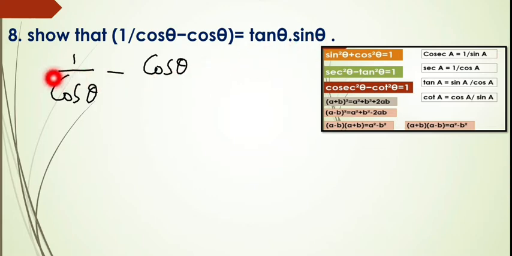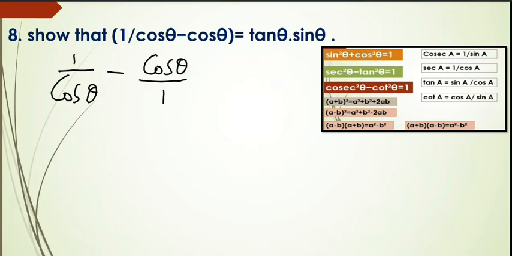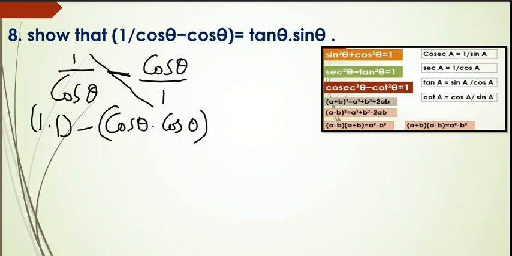So for this, observe that 1 by cos theta is here, minus cos theta. Cos theta can be written as cos theta by 1. Now clearly this is a fraction subtraction. Just follow that rule. After that we will check which formula or which identity we have to use. Okay, so first do the cross multiplication. That means it becomes 1 into 1 minus cos theta into cos theta by, in the denominator, cos theta into 1.